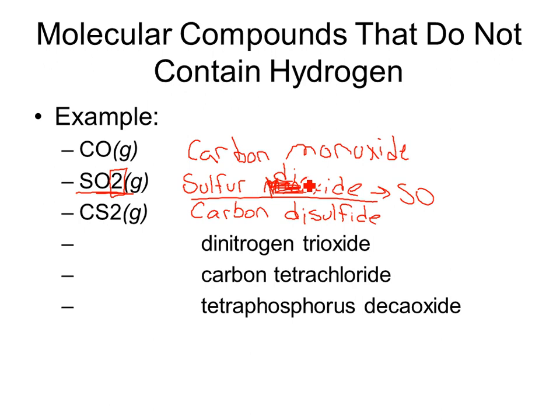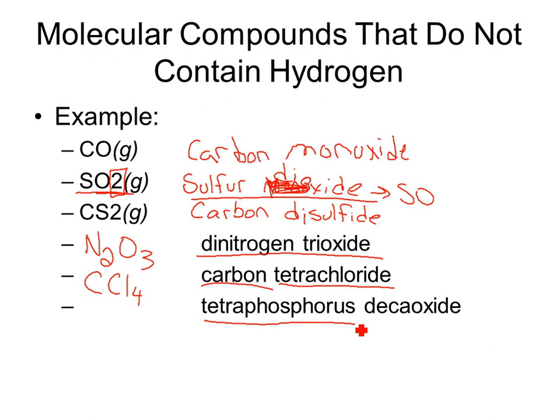Now if we look at the actual full names and we go to write the formulas, we have dinitrogen, so that means we have 2 N's, and we have trioxide. That means we have 3 oxygens, so we have N2O3. We look at the next one, we have carbon, so we know we only have 1 carbon. We have tetra, which is 4, so that means we have CCl4. And the last one, tetraphosphorus, so that means we have 4 phosphorus. Deca, which means 10, and we have oxide, which is oxygen, so it's P4O10.